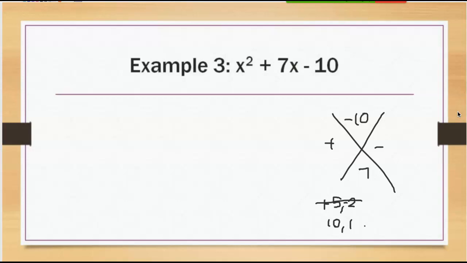So 5 and 2 don't work. 10 minus 1 is 9. 10 plus 1 is 11. So that doesn't work. So if you can't find factors that work, we call this problem prime. It is unfactorable.